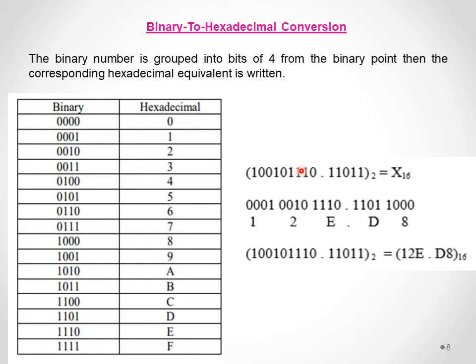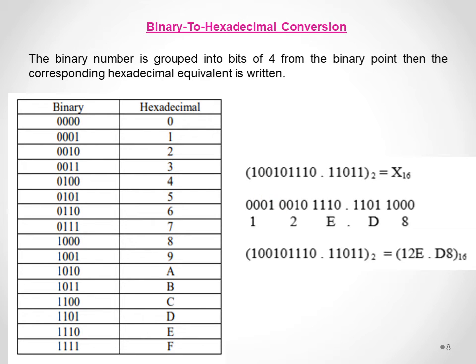Now this is our given question. We have to start grouping from the LSB position. First group these 4 bits. Then group the next 4 bits. Now only the MSB 1 is left. We have to add 3 zeros here.